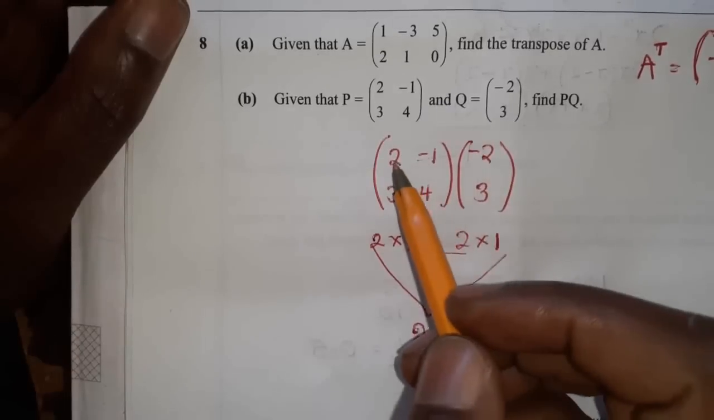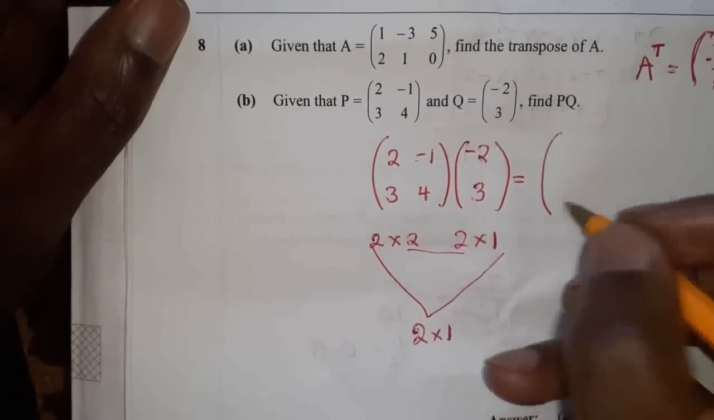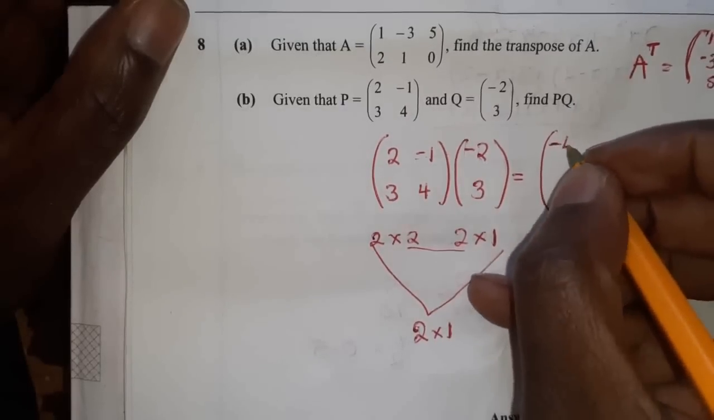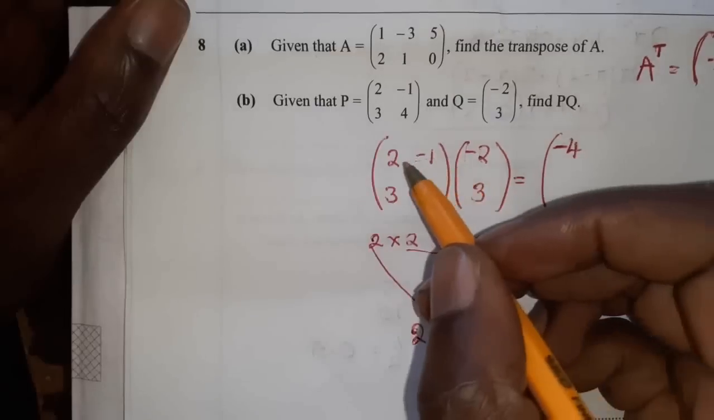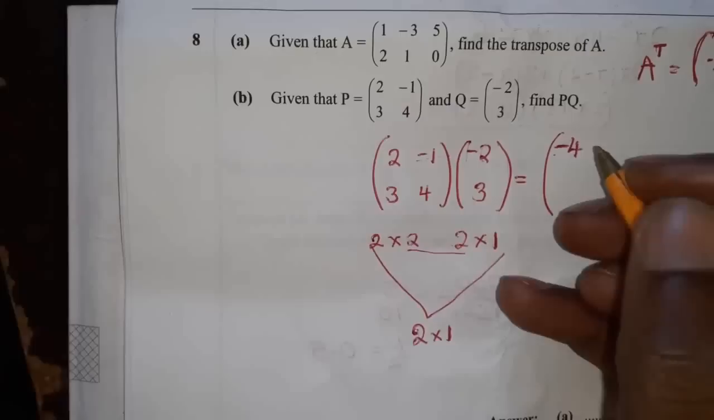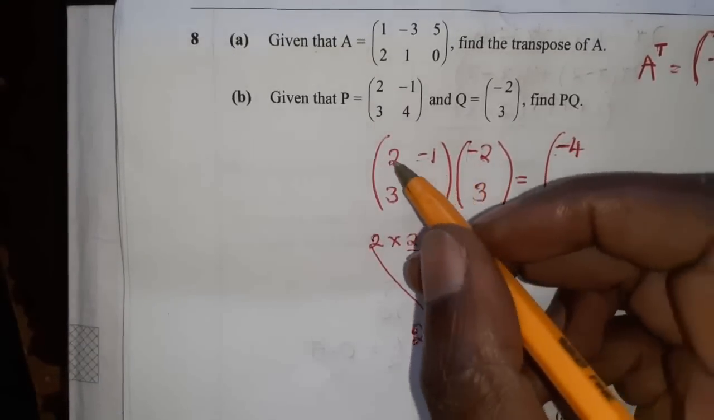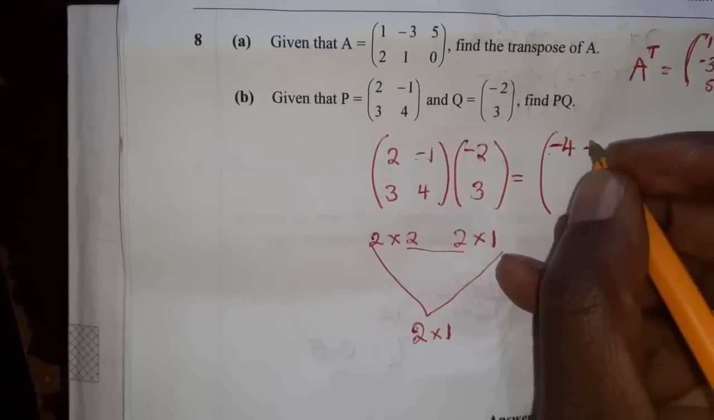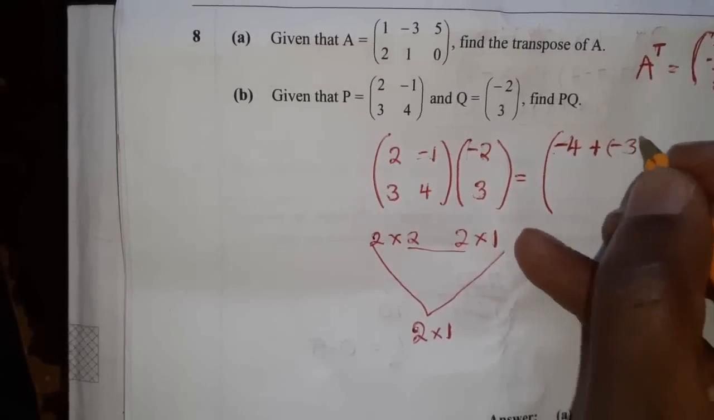Row by column, meaning 2 multiplied by -2, what do we get? We're getting -4. Please let me know, it's easy that we can make mistakes here. 2 by -2, we get -4. Then -1 multiplied by 3, we need to get -3.